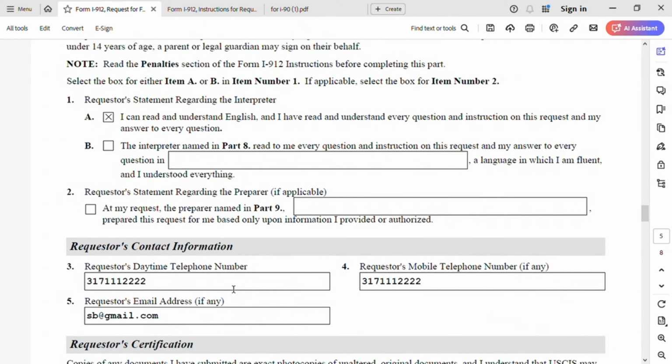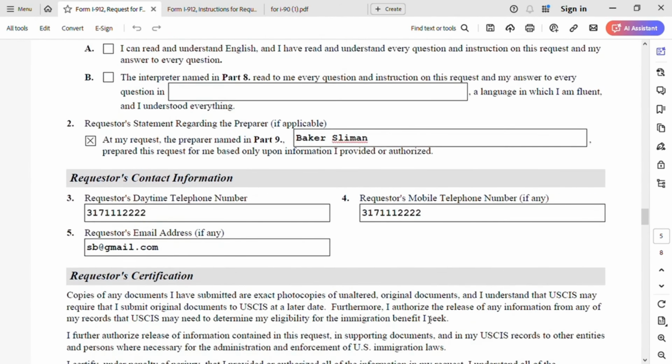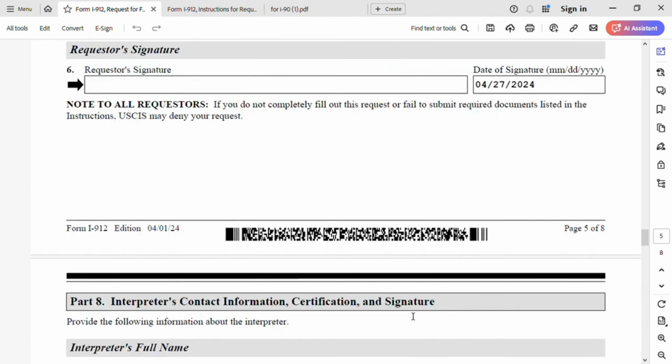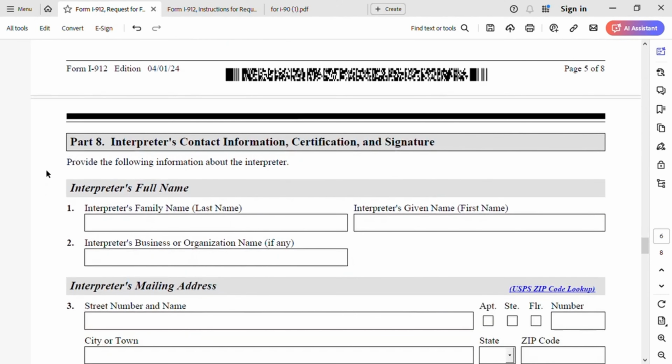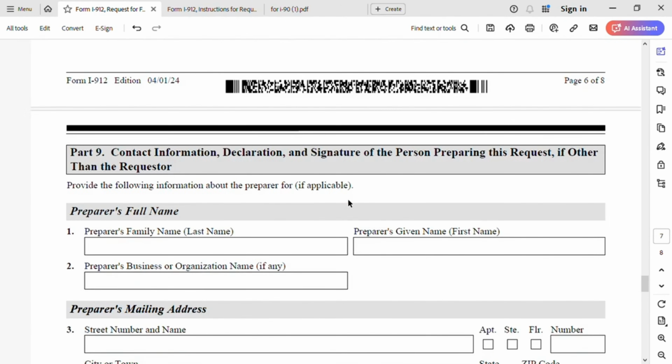But in this case, my spouse did not file this form. At my request, the preparer named in Part 9, which is Baker. I'm her spouse, Sliman. Prepared this request for me based only upon information I provided or authorized. So we did not use any interpreter. So Part 8, we're going to skip it. We're going to go to Part 9.